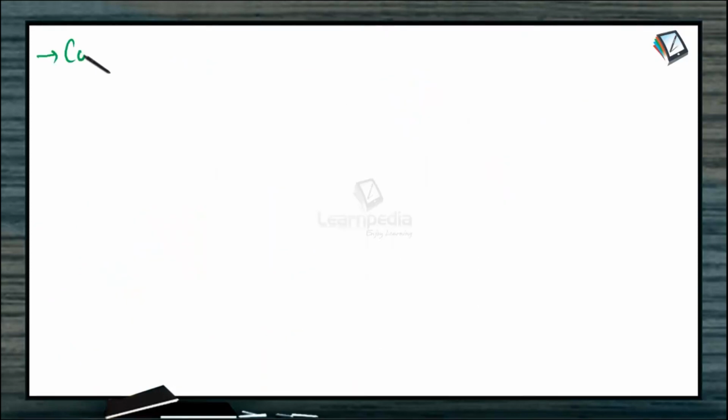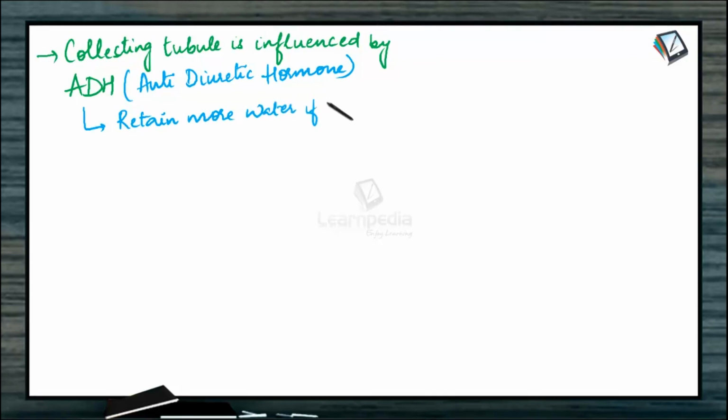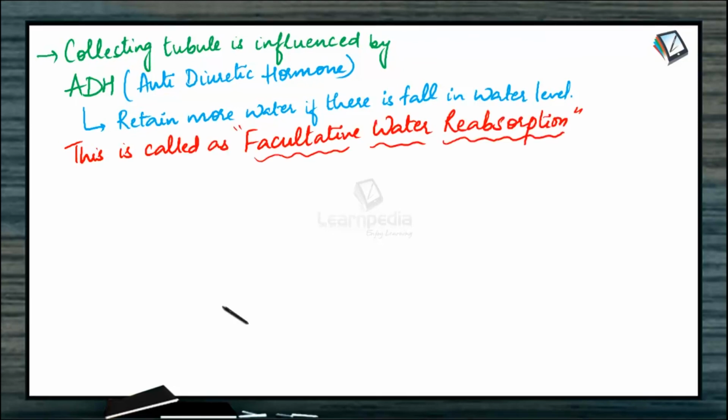The collecting tubule is influenced by ADH, which means antidiuretic hormone. This antidiuretic hormone helps to retain more water if there is a fall in water level in our body. This is called facultative water reabsorption. So most of the water gets reabsorbed back into the blood by the collecting tubule.